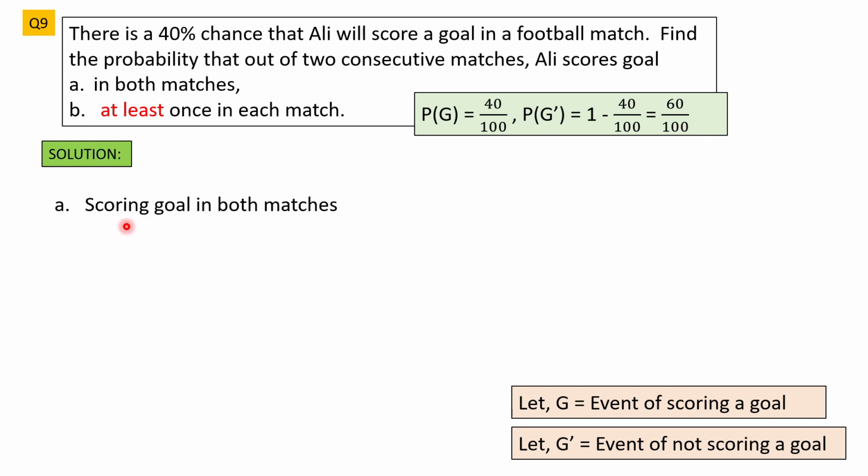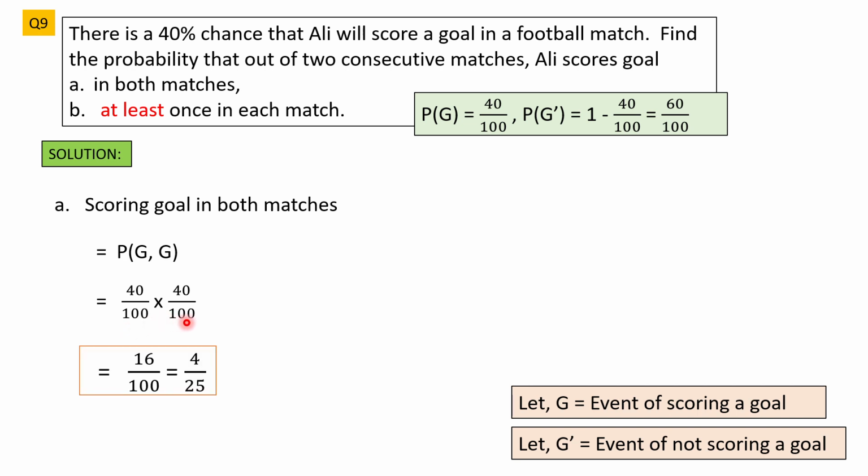So the first question, you are asked to calculate the probability that Ali scores a goal in both matches. So that will be P(G and G). First time goal, the second time also he scores a goal. So G and G involves the word and. Therefore you have to multiply. Here it is an independent event, so you multiply: 40 over 100 times 40 over 100, and the final answer will be 4 over 25.